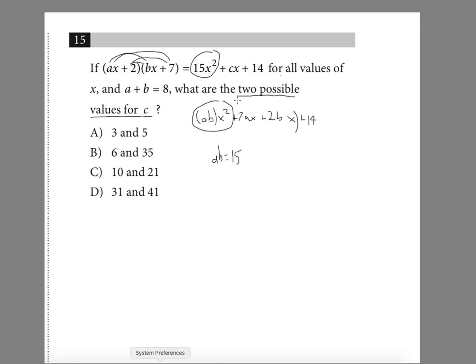And then we have this 7ax plus 2bx. Well, in this little expression right here, there's only one term with a coefficient of x. But in here there's 2, right? So that means 7a plus 2b is going to be equal to our c right here. Alright? So 7a plus 2b is equal to c, and what else do we know? Well, we know 14 doesn't matter. Well, we have a plus b is equal to 8.